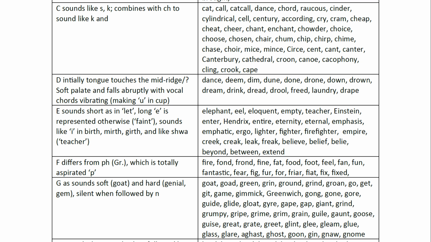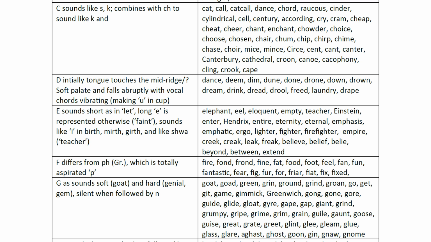Choir, mice, mince, Circe. This is a Greek name. Circe is from Odysseus, from the Odyssey. Odysseus is again the Latin form of the original word. I don't know what it is in the Greek version of it. Cent, century. It's all the same thing. Centennial, cant, canta, Canterbury. Canterbury is another place. Circe is the name of a character from the Odyssey.